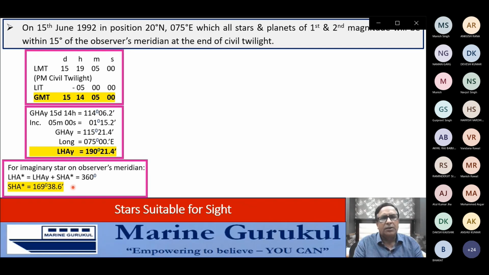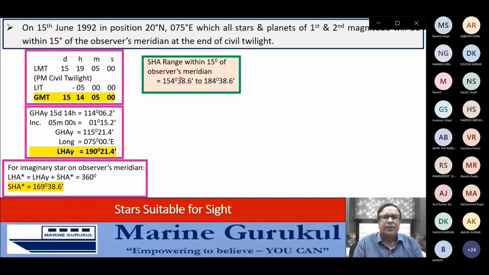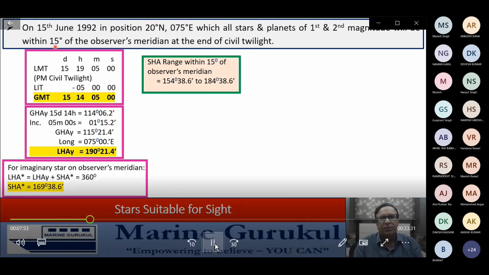Now we have to find all the stars which lie within 15 degrees of the observer's meridian. That means 15 degrees of this SHA. So by subtracting 15 degrees from here and adding 15 degrees to this, we find the applicable SHA range. The SHA range within 15 degrees of the observer's meridian would be 154 degrees, 38.6 minutes to 184 degrees, 38.6 minutes. That means all the stars and planets within this SHA range shall be within 15 degrees of the observer's meridian.